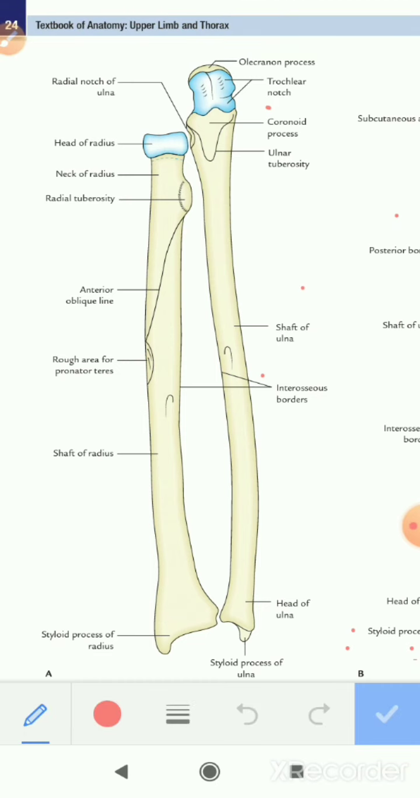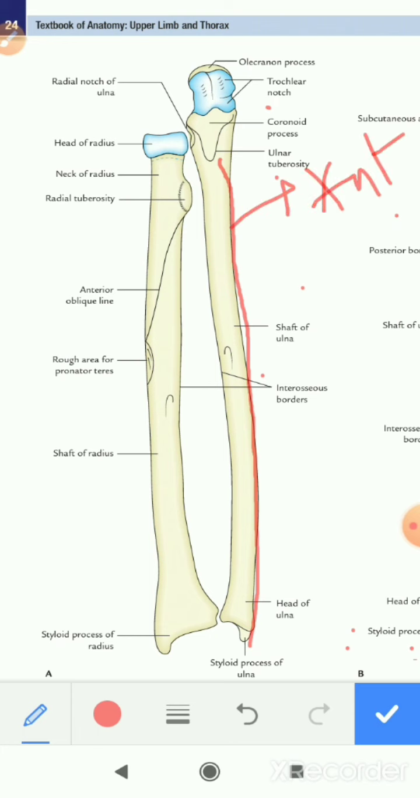So it starts from the medial side of the ulnar tuberosity and then it goes downwards and ends at the base of the styloid process. So this is the anterior border.